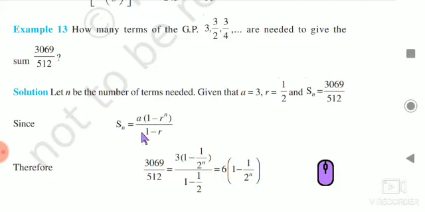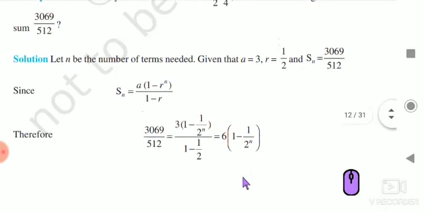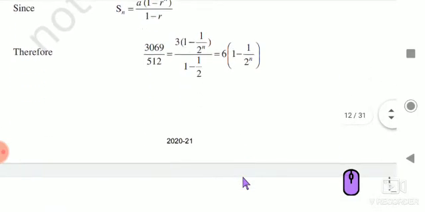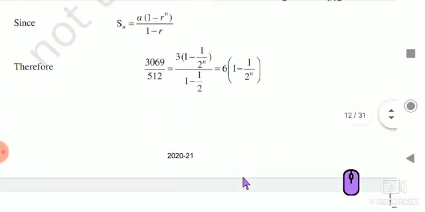Therefore, since here the ratio is less than 1, the Sn is given by the formula a into 1 minus r to the power n divided by 1 minus r. Therefore, Sn is 3069 divided by 512, equal to a, which is our 3, times 1 minus 1 by 2 raised to n, divided by 1 minus 1 by 2. 1 minus 1 by 2 gives 1 by 2, and that 1 by 2 goes to the numerator, that gives 3 into 2 to the 6... into 1 minus 1 by 2 raised to n.